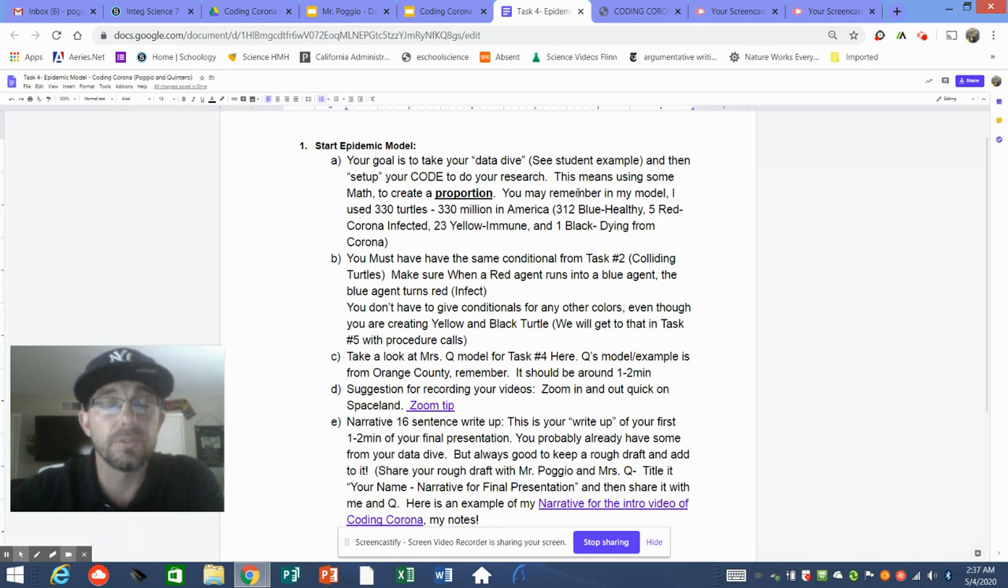This means using math to create your proportion. And you may remember in my model, I used 330 turtles, and that was for the 330 million people in America. I set up 312 healthy blues, 5 red corona infected, 23 yellow immune, and 1 black, or dying, or on a ventilator from corona. And I didn't make these numbers up. This is from my research.